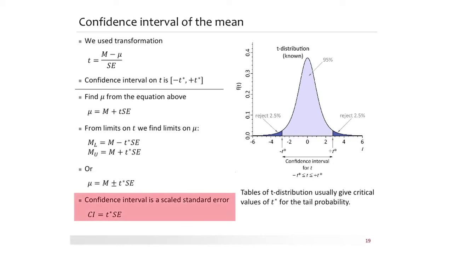You can write that the confidence interval, CI, is a scaled standard error. It's the standard error multiplied by a certain constant, a certain value, which is found from probability tables for the given sample. Right. So just remember that it is a scaled error.